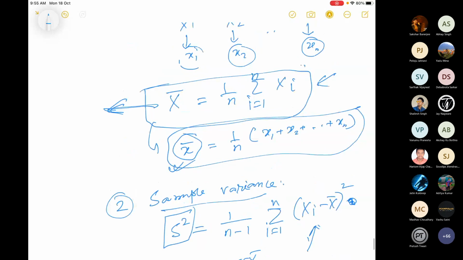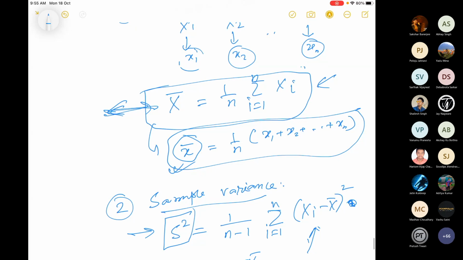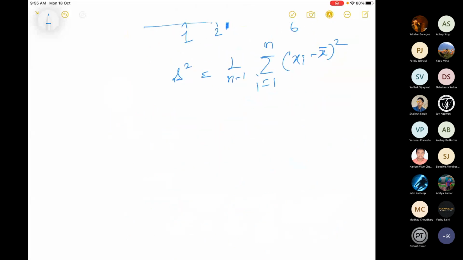So this is the sample variance. Here it is a random variable, and here also it is a random variable. So the question is, what are the distributions of these random variables, the sample mean capital X bar and the sample variance capital S square? Right now we'll study how to find the distribution of these two random variables.